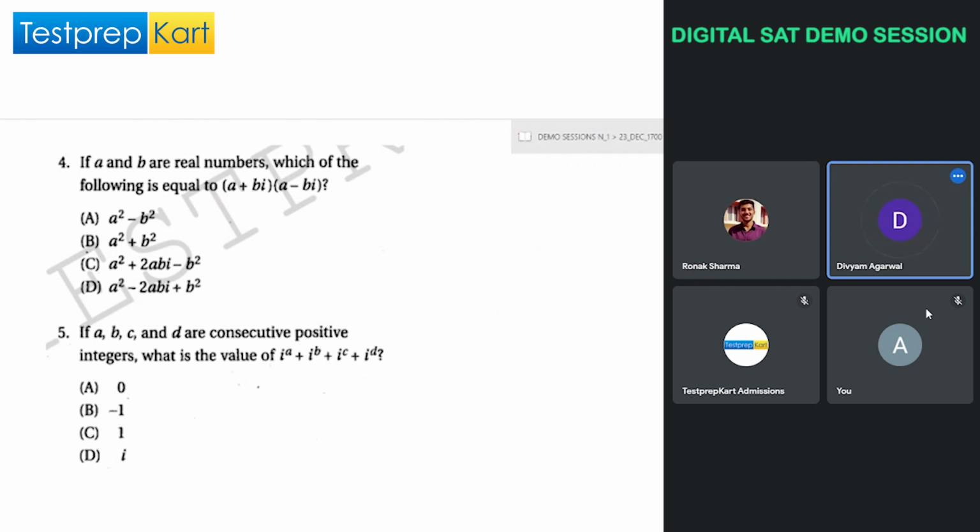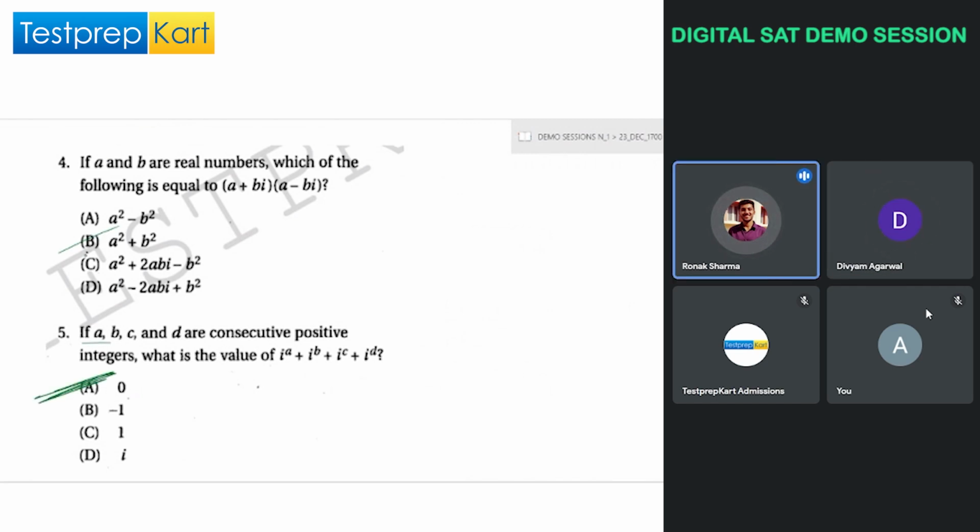Okay. B. Fourth one is correct. B. And A. Correct. Okay. So these are what they have asked.